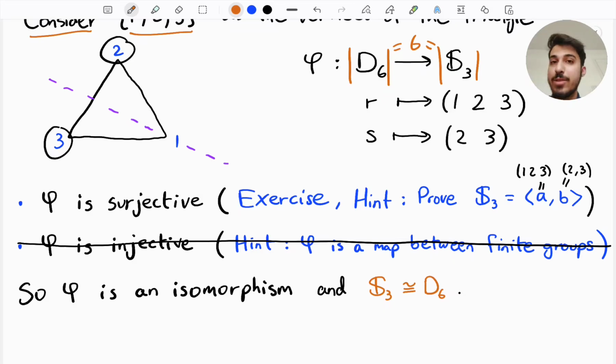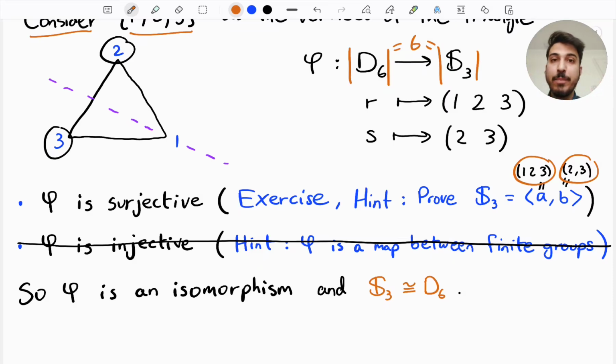The reason phi is surjective is because all the elements in S3 can be generated by A and B. So the first element A is (1 2 3), and the second element B is (2 3), and you can prove that each element is a combination of these two elements. And with that, we complete the proof of this wonderful result that the symmetric group and the dihedral group are essentially the same.